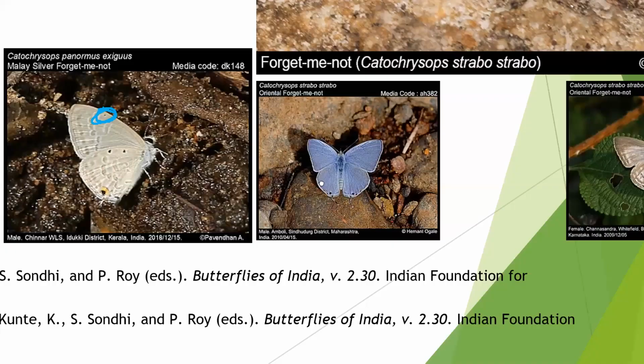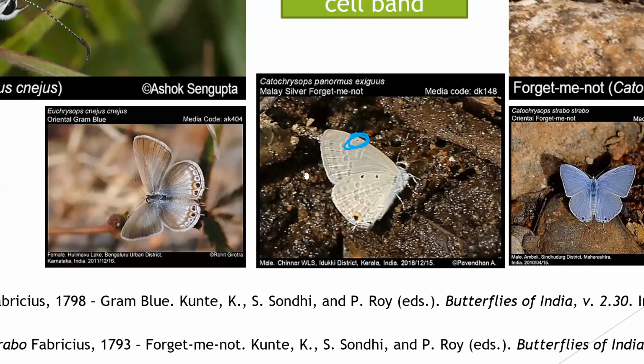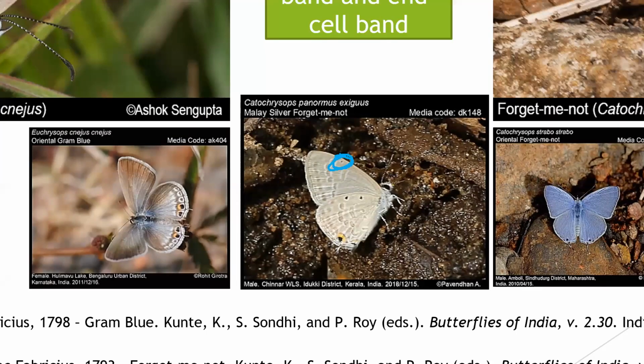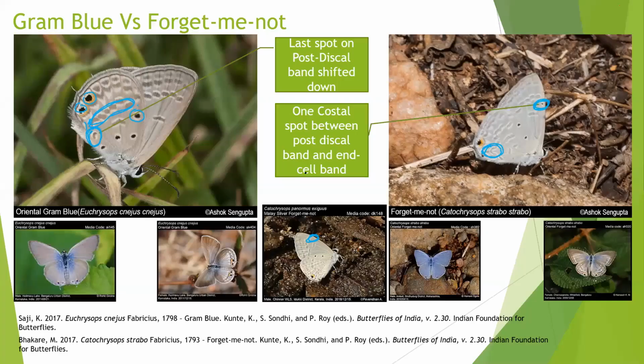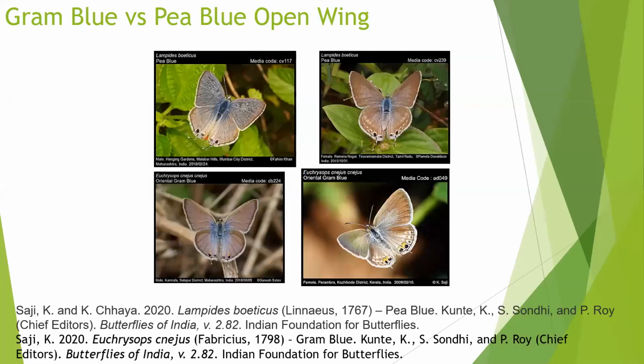And I think I'm done with this. These two similar butterflies, but there are more coming for you. You see that there's another differentiation which I've added here recently. The gram blue and the pea blue, in the open wing, they look almost the same. How to differentiate between the gram blue and the pea blue, especially the two females? The two females are almost same.